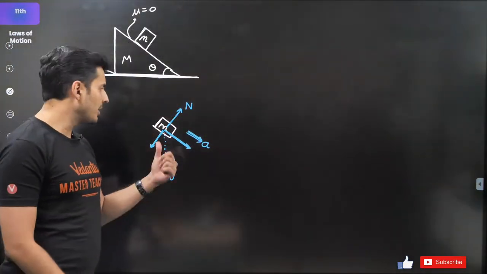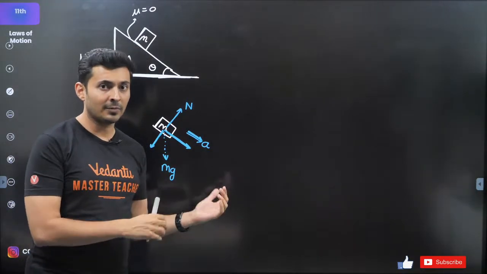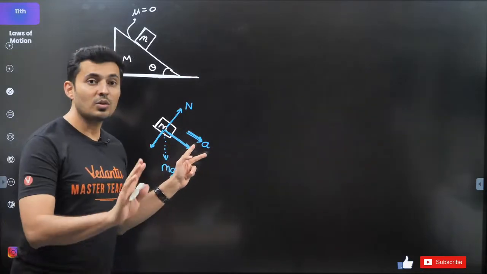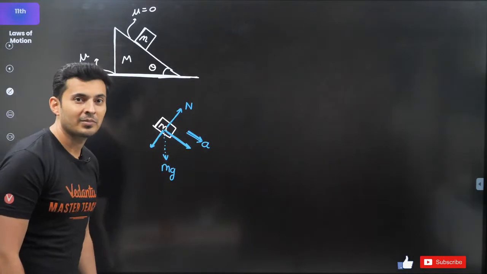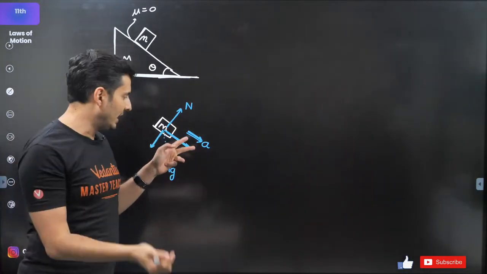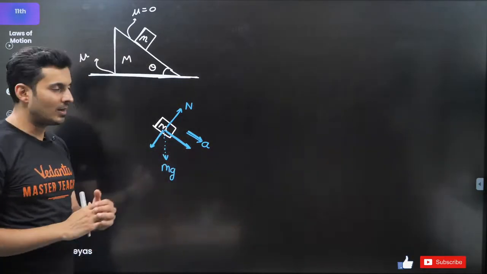Now, whenever you show free body diagrams, always try to show the effect, which is the acceleration. Remember, acceleration is not a force. It is not a force. So don't show it on the body, or else you will be confused. Oh, acceleration is a force? No, it is the outcome. It's the effect. So show it separately.